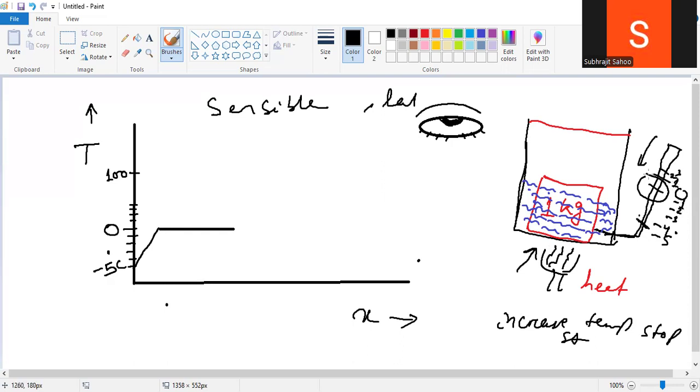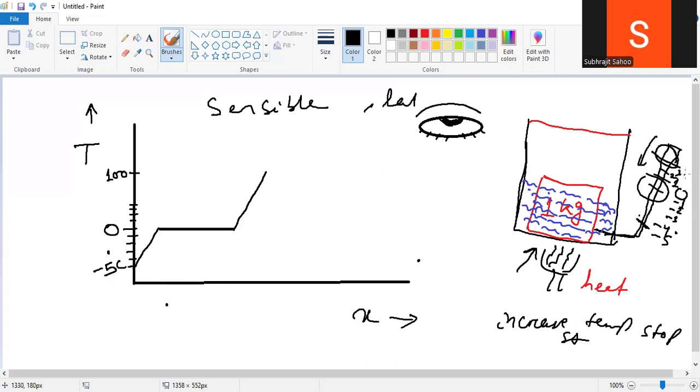Now, once all the solid particles are converted to liquid, again the temperature will start increasing. That means the temperature slowly increases up to 100. Right? This is the 100 line, or not? Once again at this 100, my temperature will hang. No reading change, no reading change.